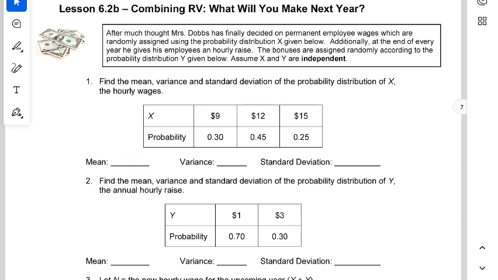We're continuing with that same discussion about the wages and pulling out a slip of paper to determine what you make. So after much thought, the teacher has finally decided on permanent employee wages, which are randomly assigned using probability distribution X given below. Additionally, at the end of every year, he gives his employees an hourly raise. The raises are assigned randomly according to the probability distribution Y given below. Assume X and Y are independent.